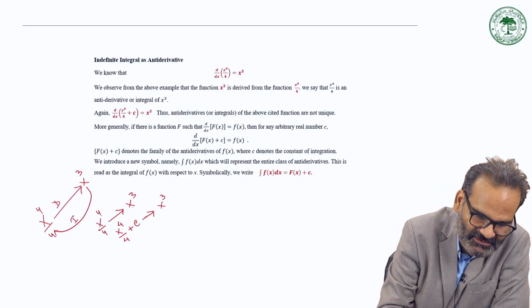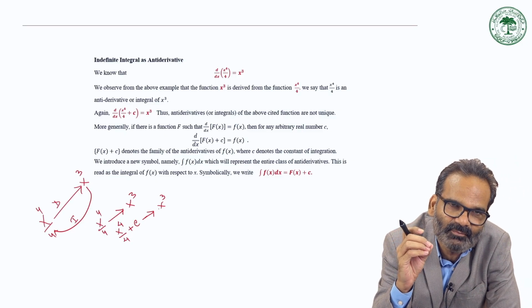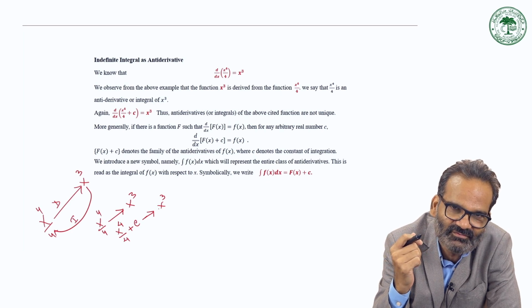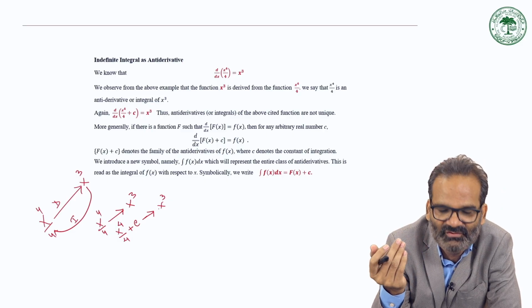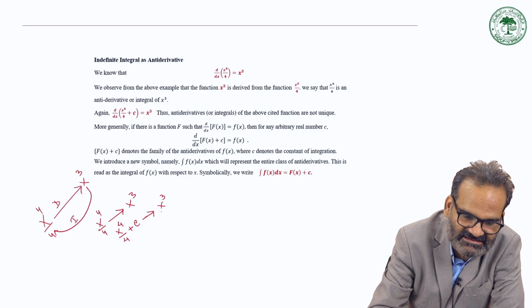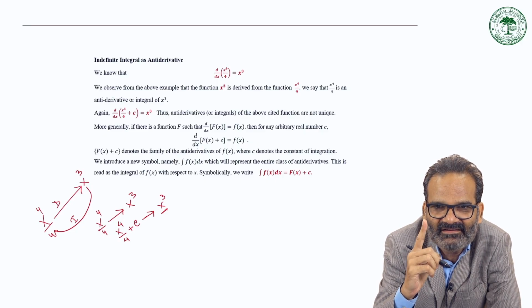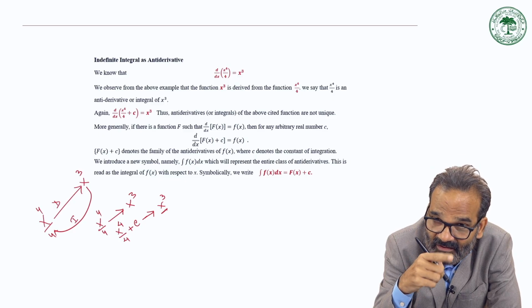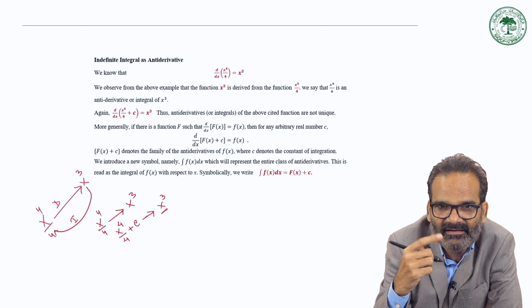So how can we get more than one? See, the derivative of x⁴/4 is x³, and the derivative of x⁴/4 plus c is also x³. So x⁴/4 plus c is what? If c is 0, you will get x⁴/4. If c is 1, you will get x⁴/4 plus 1. If c is minus 5, you will get x⁴/4 minus 5. So the derivative of all such functions is a single one, that is x³, right? x³ is not the derivative of only x⁴/4, but of all those functions of the type x⁴/4 plus c, c being any number or any constant.